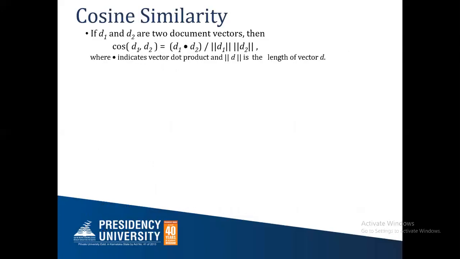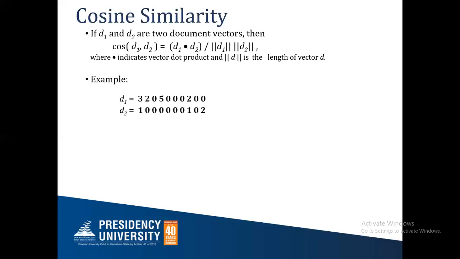The next type is called the cosine similarity, wherein we consider vectors. If D1 and D2 are two document vectors, we have discussed the type of data wherein we have seen document vectors. That is the example taken here. Then we need to calculate the similarity, which is given by cos(d1, d2), equal to the vector dot product d1 · d2 divided by length of d1 times length of d2. This symbol is the length of d. Dot indicates vector dot product.